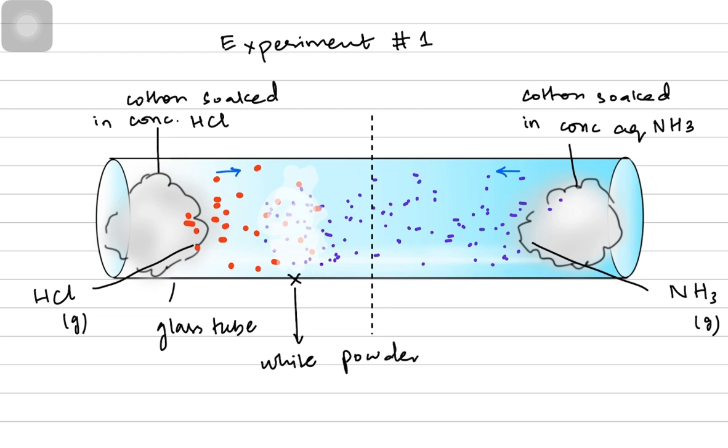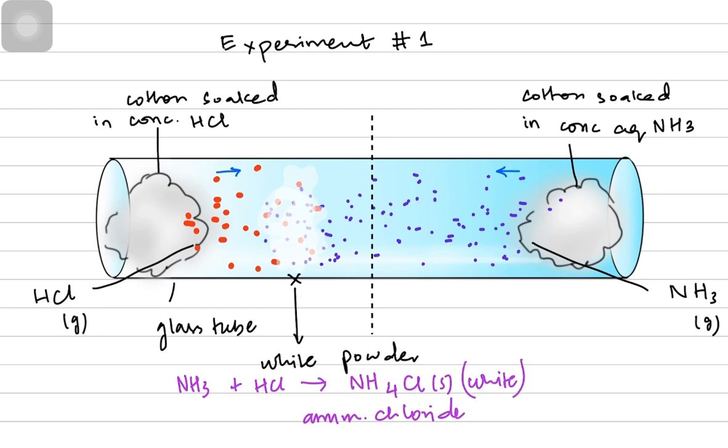So question 1, what's the white powder? The white powder is formed because when ammonia and HCl combine, they form a salt called ammonium chloride. Ammonium chloride forms when ammonia and HCl react, and it's a white precipitate that you see on the left side, on the HCl side of the tube. But why not in the middle? Why on the side where HCl was there?